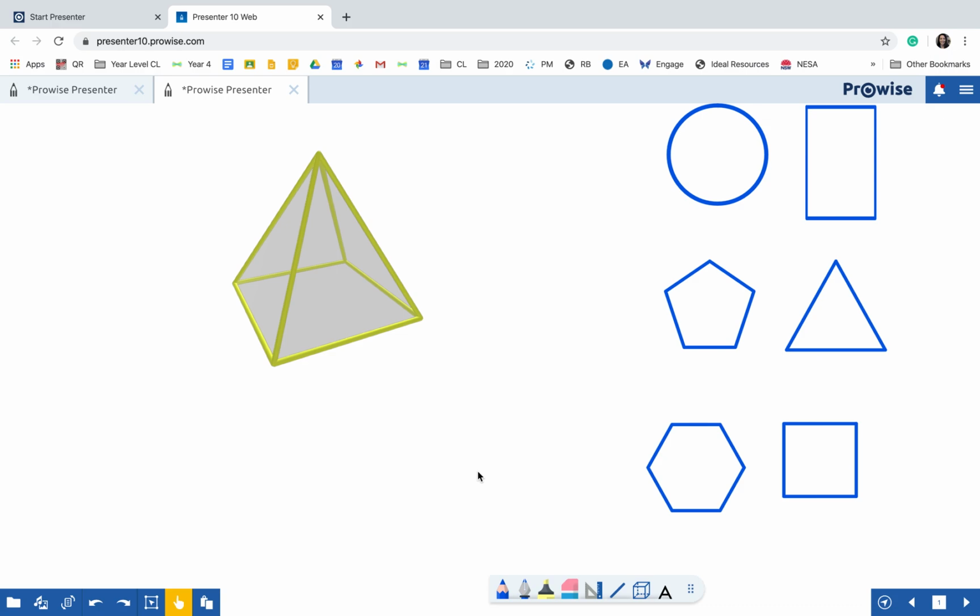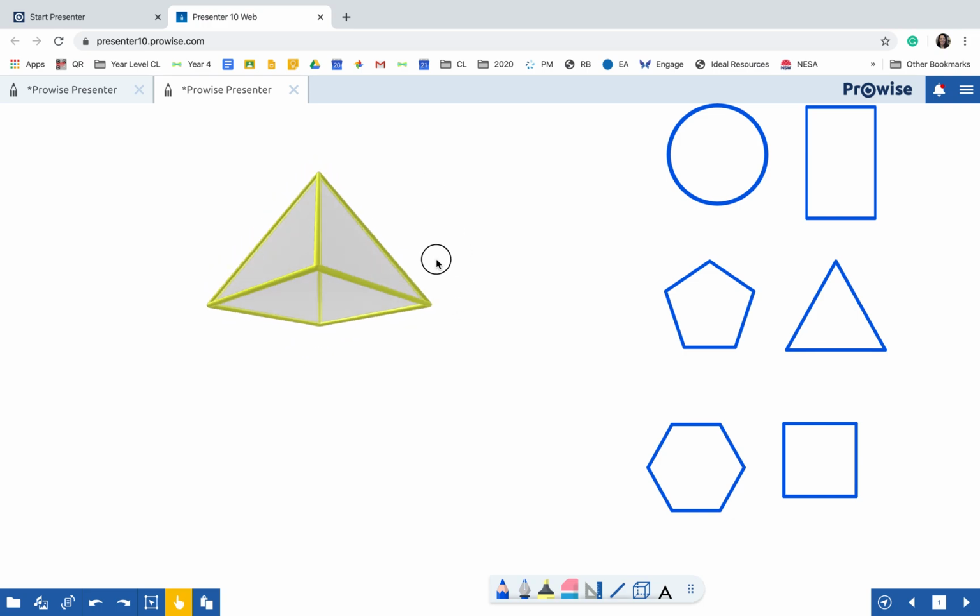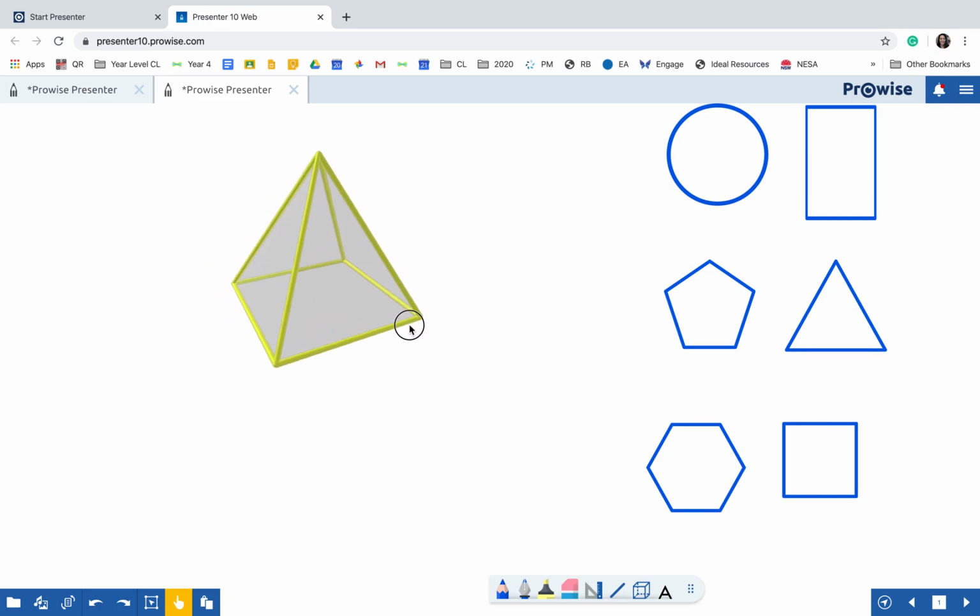So when you have 3D shapes, they are made up of 2D shapes. On the side here, I have a selection of 2D shapes, and here on the left, I have a 3D shape. What I want you to do is have a look at the 3D shape and try and figure out what 2D shapes might make this 3D shape.